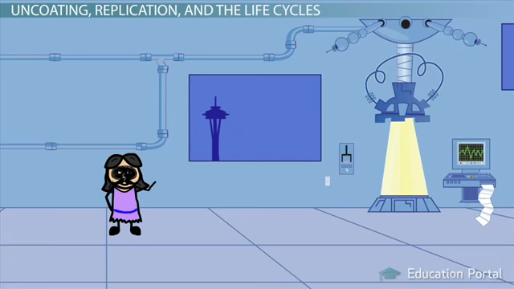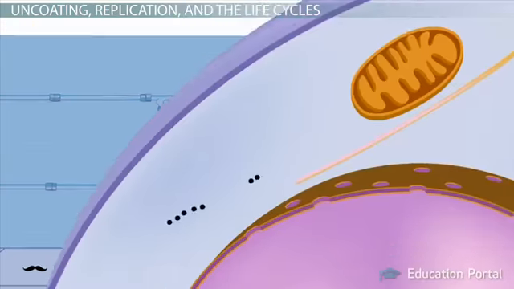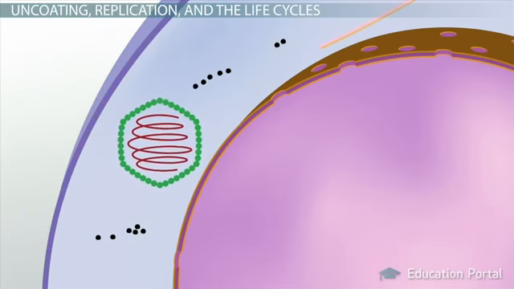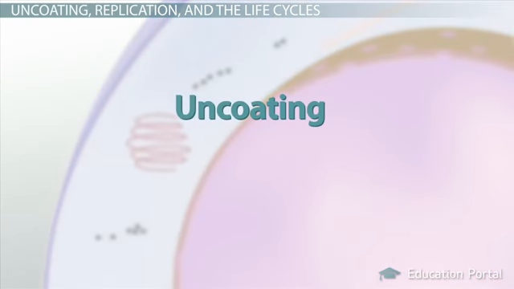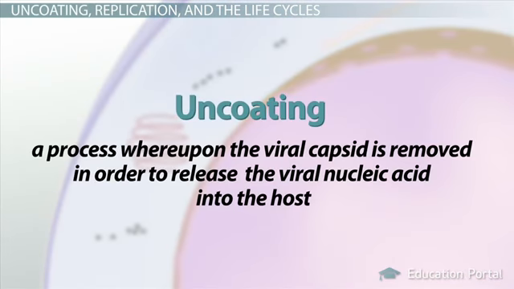Okay, now that we're inside the lab, there's no point in keeping those masks on or those coats on. We can remove them to reveal who we are since no one from the outside can see us. Viruses, upon penetration into the cell, will also uncoat themselves by removing their viral capsid and thereby unmask the nucleic acid inside. This entire process is called uncoating, and again is a process whereupon the viral capsid is removed in order to release the viral nucleic acid into the host.